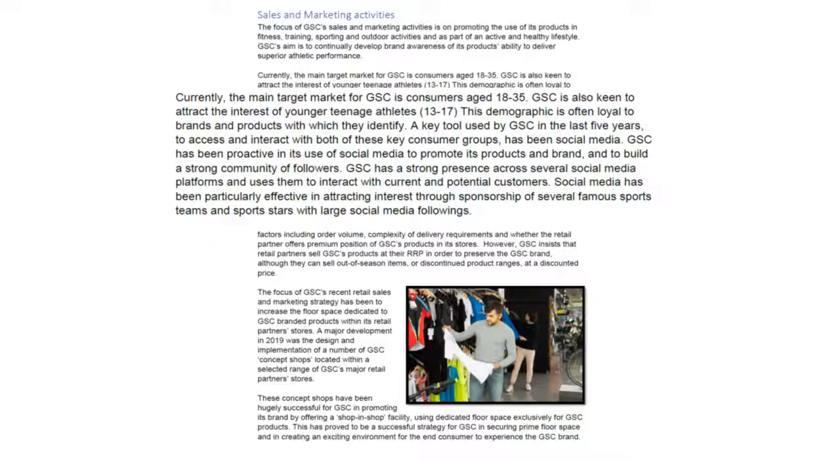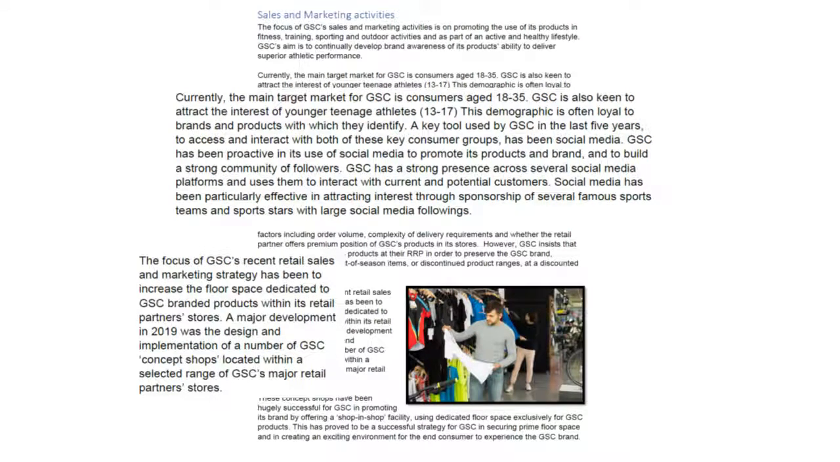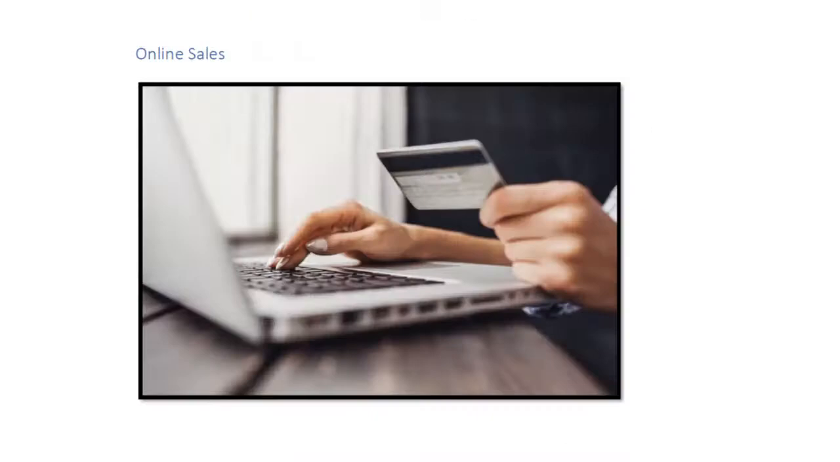We learn that 70% of the sales are through retail partners, leaving 30% through the company's own website. GSC controls the pricing carefully in order to manage the brand. Concept shops are a new initiative, and as such we should consider them carefully and discuss during the course. Online sales allow GSC to broaden their global reach, as well as have some direct contact with their consumers.